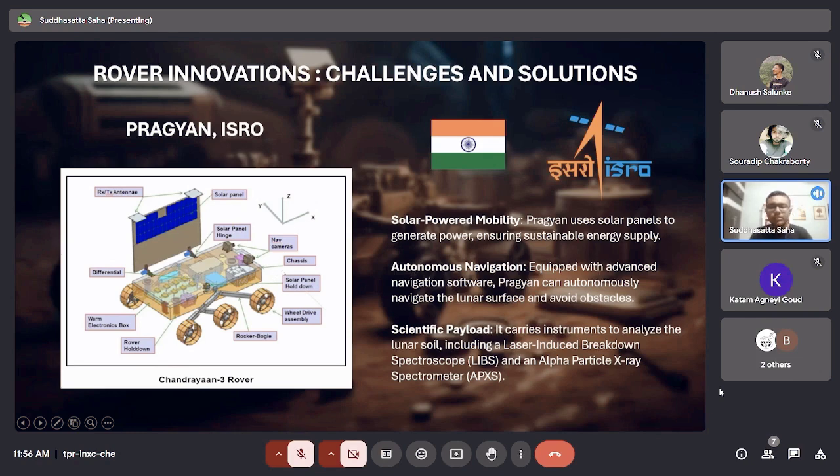In particular, I would like to mention two of the payloads in Pragyan of ISRO, which are the laser induced breakdown spectroscope, LIBS, and an alpha particle X-ray spectrometer. These two are there for analyzing the lunar soil and conducting all sort of experiments. I would not like to go into much detail about them at this moment, because I have other rovers in line waiting for their turn to come up.